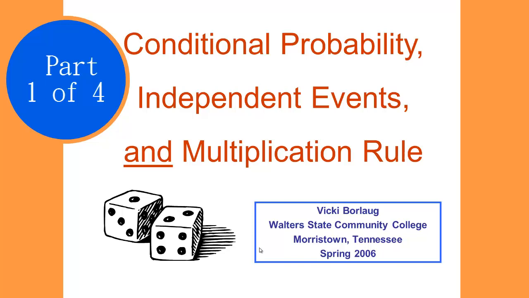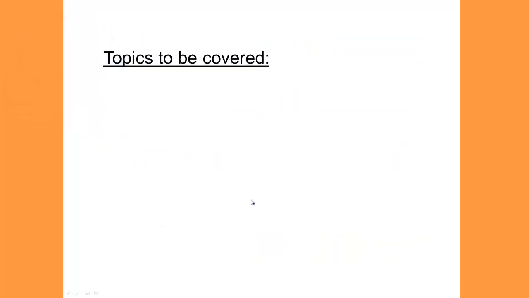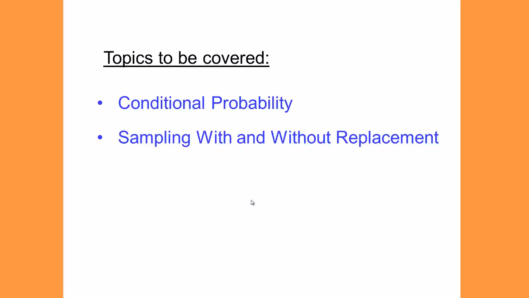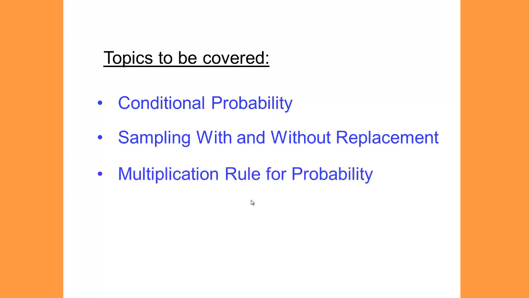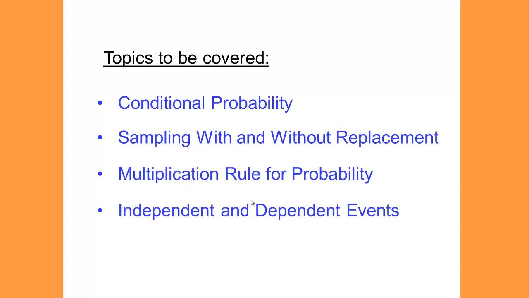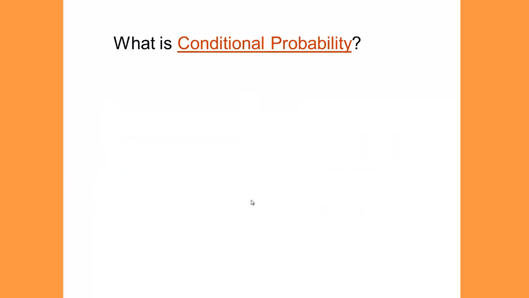I anticipate 3 to 4 parts to this video series on this PowerPoint, but I could be off by 1 or 2 videos in either direction. In this series, we will cover the following topics: conditional probability, sampling with and without replacement, multiplication rule for probability, independent and dependent events. What is conditional probability?